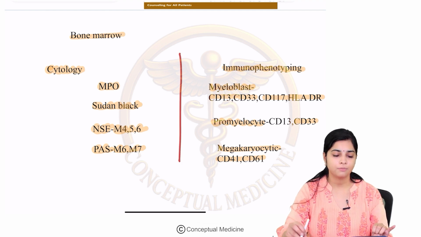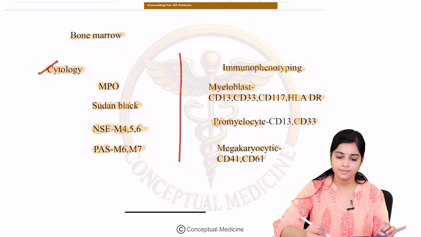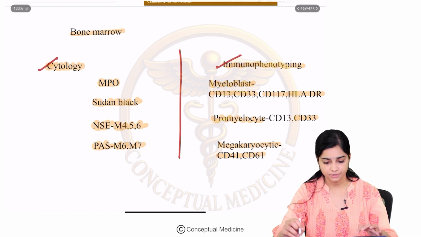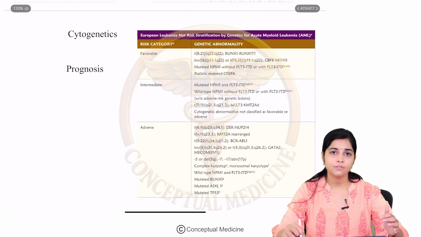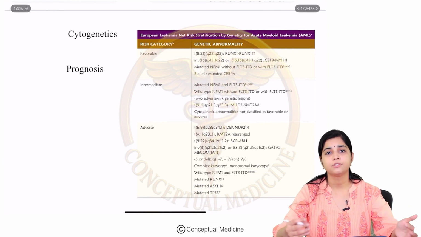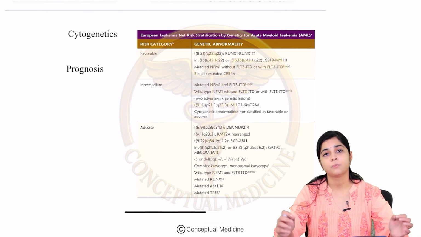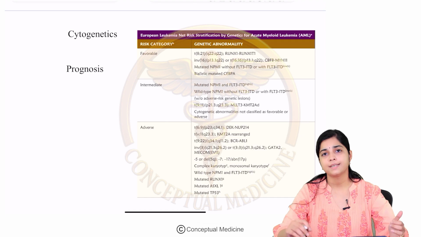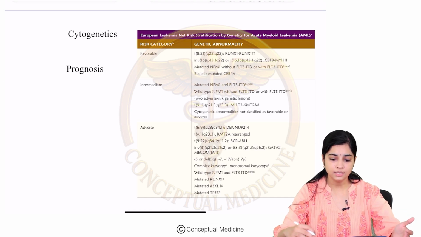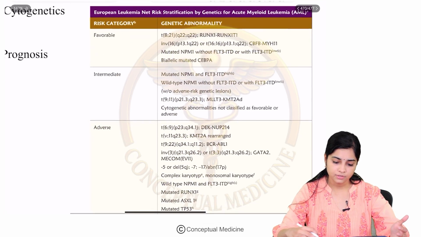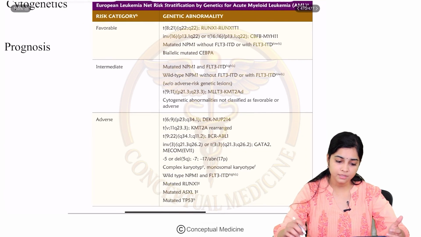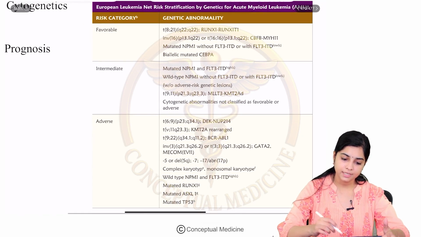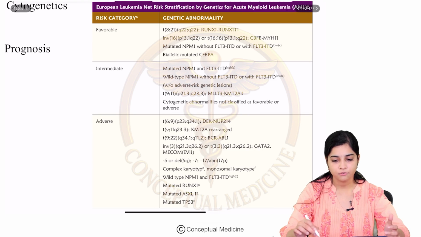So when you do a bone marrow, you definitely have to do cytology and staining and you have to do immunophenotyping. Then cytogenetics. Then you will have to do a genetic analysis and try to understand what kind of translocations are there and what is the reason for that, because this helps in prognosticating the AML patient, right? So this is again a very important table. This is the European LeukemiaNet Risk Stratification for AML.